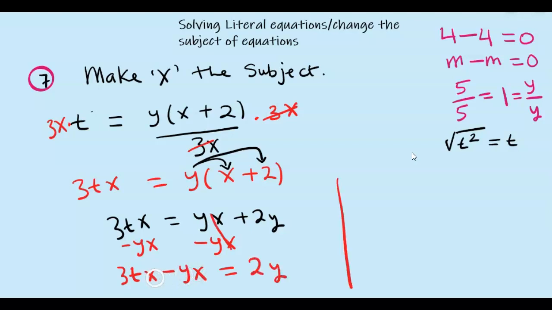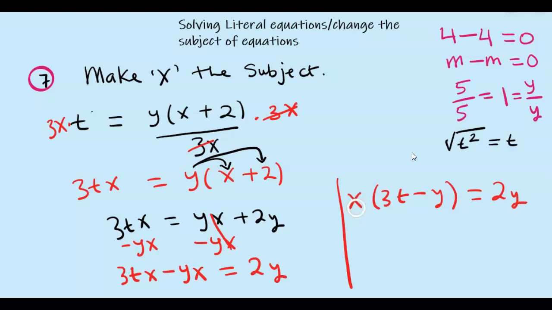Realize that there's x here, there's x here. We can bring it outside, or we will say we will factor it out. So we will have our x out. It was 3tx. We have taken the x out. What is left is 3t. By the 3t, we bring our operation, which is minus. It was yx. We have taken the x out. We are left with y here, equals 2y.